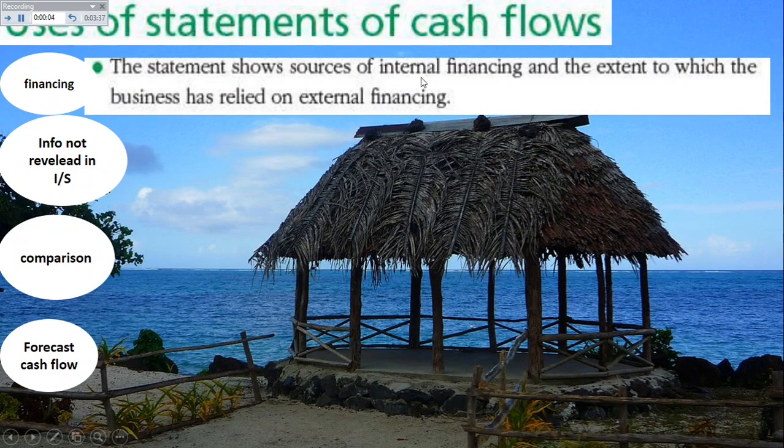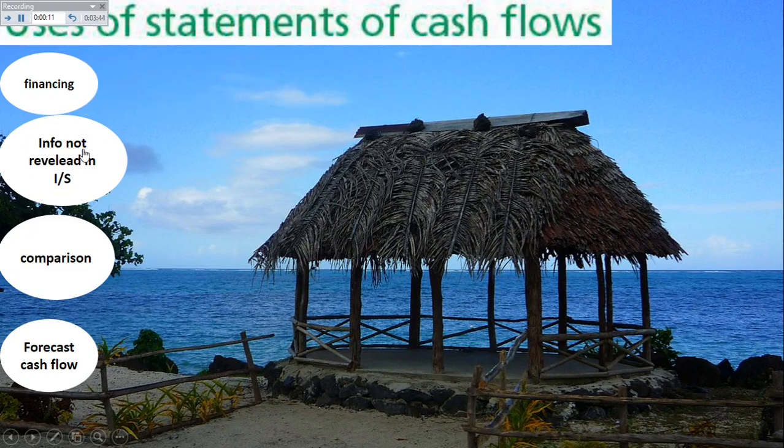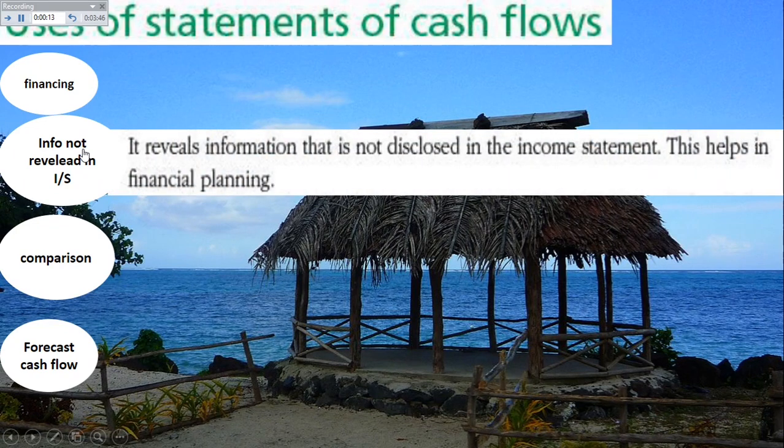The statement shows sources of internal financing and the extent to which the business has relied on external financing. That's it. Another one. It reveals information not disclosed in the income statement. This helps in financial planning. So here what it's trying to say is it reveals information not disclosed in the income statement, meaning in the income statement you will not see the inflows and outflows of cash and its reasons. So this is shown in the cash flow statement.